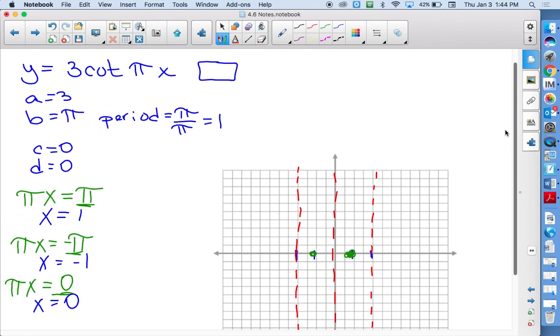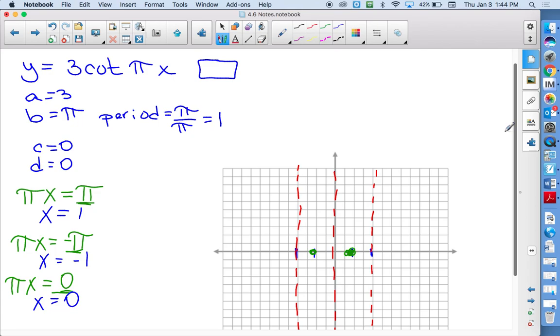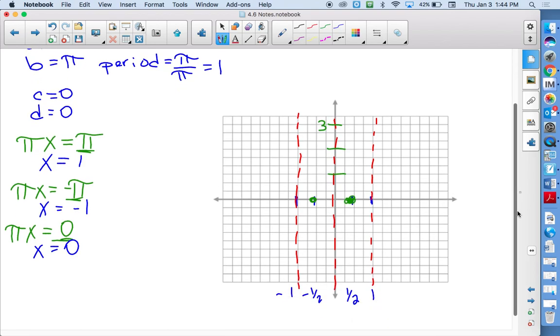And this is cotangent, and it's a 3 in front. So just like with the last one we did, going to the x-intercept, cotangent is decreasing. So in between the asymptote and the x-intercept, I'm going to have a point up at 3. On the right side, I'm going to have a point down at negative 3. And then up at 3 and down at negative 3.